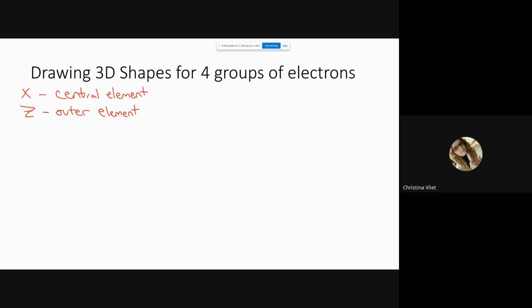So the idea is that I'm going to represent X for my central element and Z for my random outer element. You have to know how to draw tetrahedral and pyramidal molecules in 3 dimensions. So I'm going to teach you each one. In order to show depth in chemistry, and it is in the tutorial, if you want to go back and look at it later, you can feel free to. This information is there.